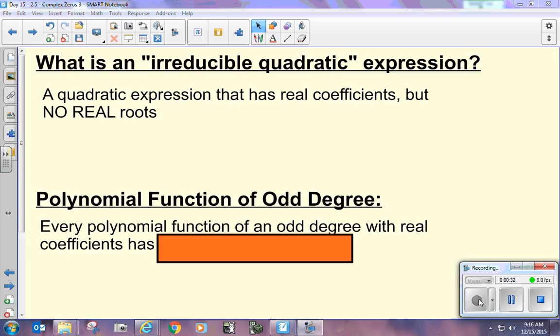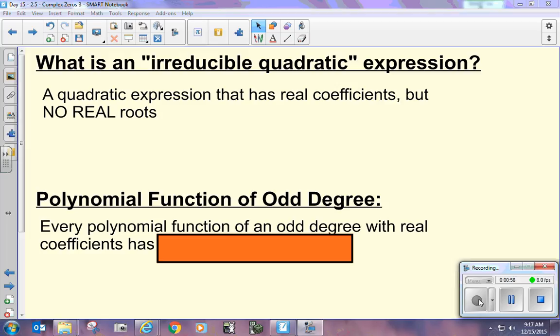So, keep this in mind. The polynomial function is of odd degree, meaning the biggest exponent in the polynomial is 3 or 5 or 7. What does that mean? Every polynomial function of an odd degree with real coefficients has... What's the graph look like? Going down forever, up forever. So if it goes up and down forever, can it possibly have no real roots?